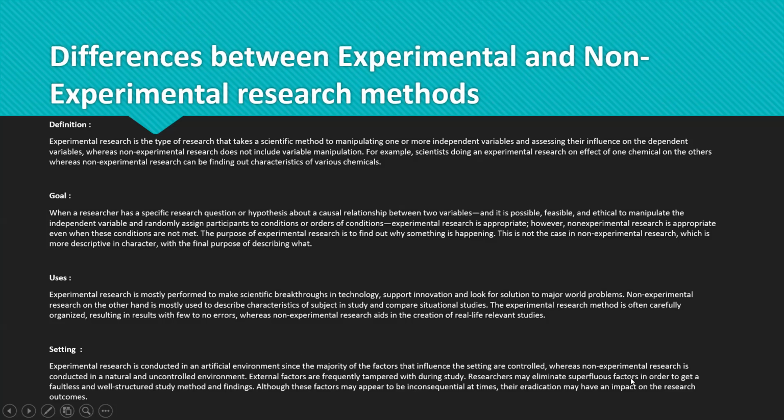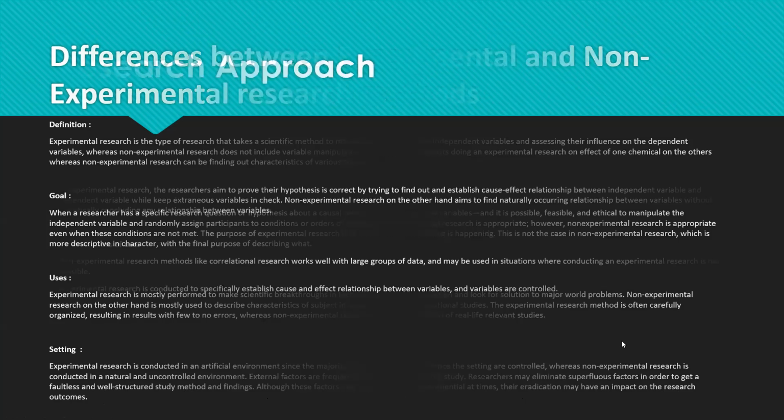Researchers may eliminate superfluous factors in order to get a faultless and well-structured study method and findings. So it's not a natural environment. Although these factors may appear to be inconsequential at times, their eradication may have an impact on the research outcomes. Small extraneous variables that were removed in experimental research may have a large impact, maybe.